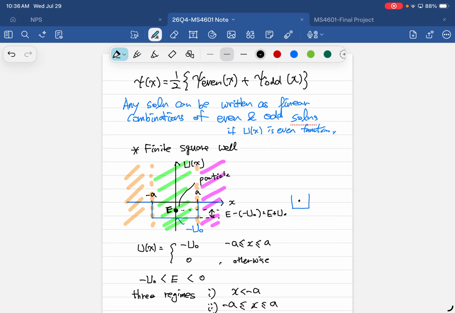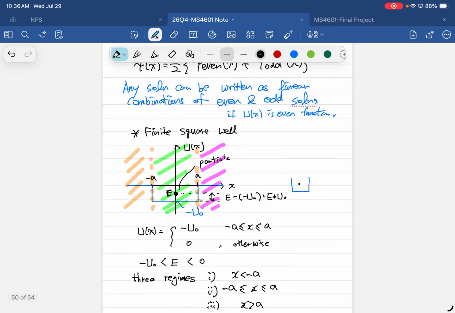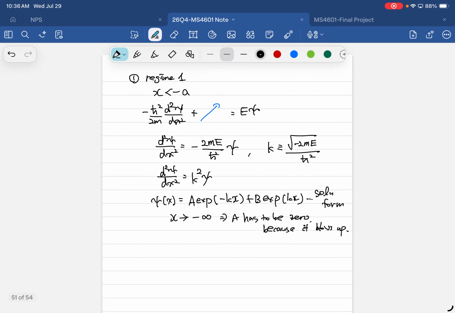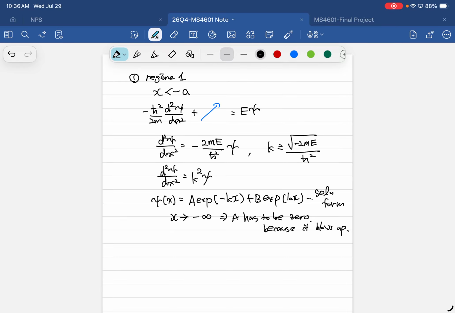This is related to electron tunneling. Have you heard about that? That is what we are going to talk about, so just wait for that. Anyways, just by looking at x going to negative infinity, at least we know that a has to be 0. Does that make sense here? So now let's go to regime 2.